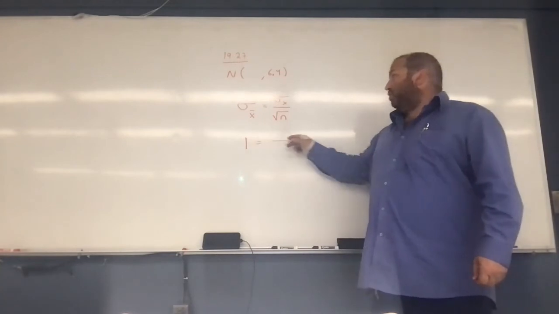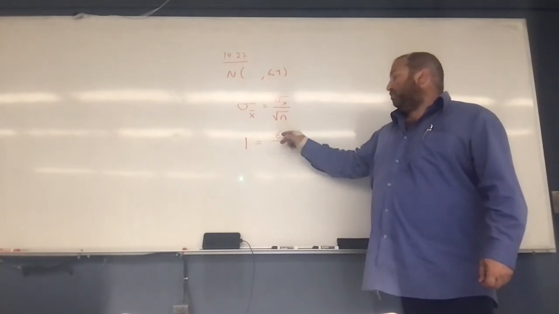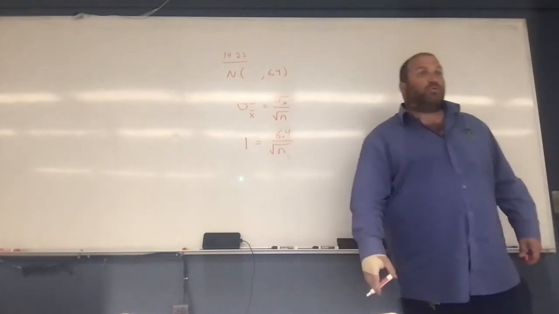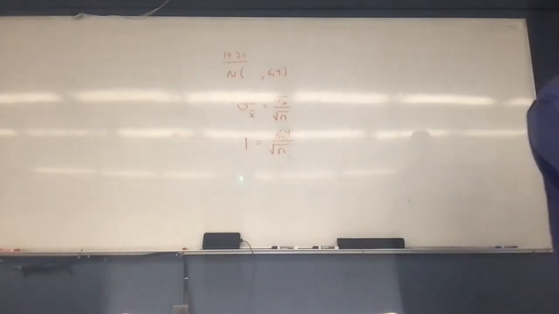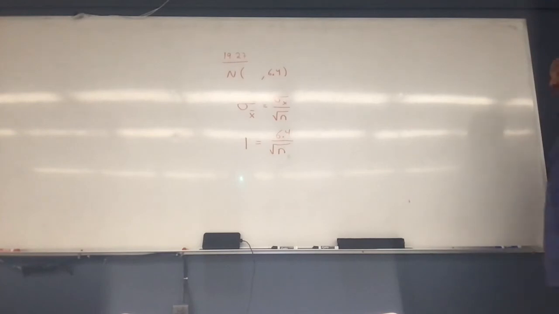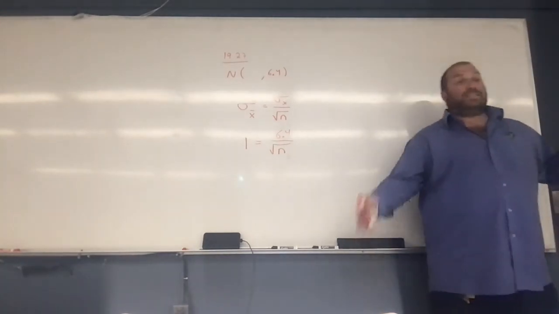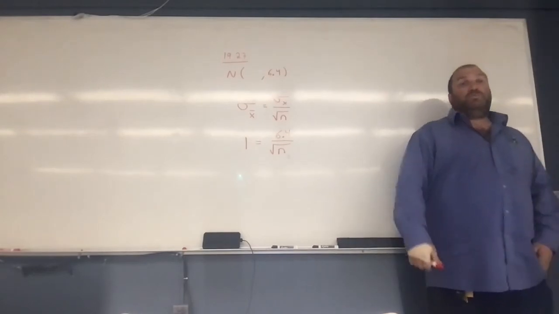We know sigma for the original is 6.4. So it's just a matter of solving this formula for n. So n is equal to something in the vicinity of 42.